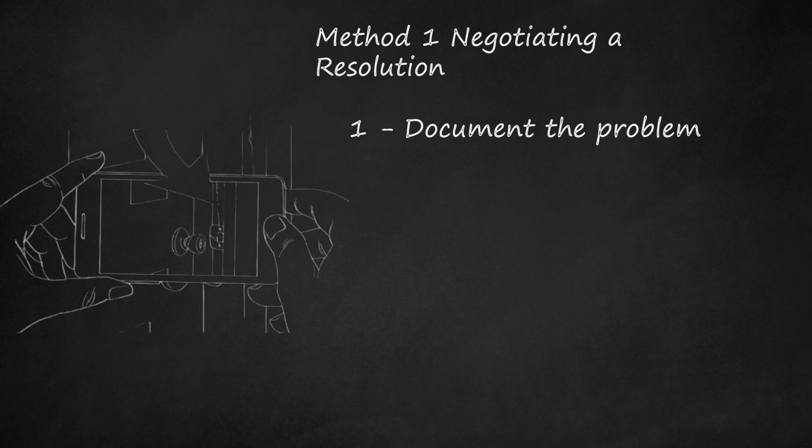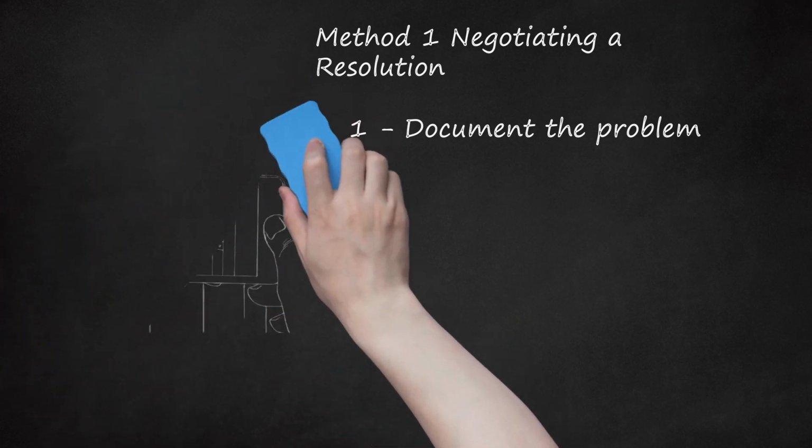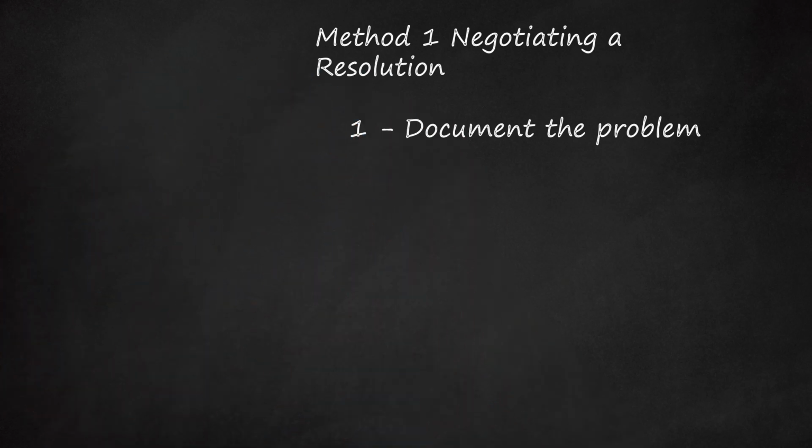Write down information. For example, if you don't have enough heat, write down the date and the temperature inside. If you are having trouble paying your rent, then document your expenses and your income. You'll want this information to show your landlord.